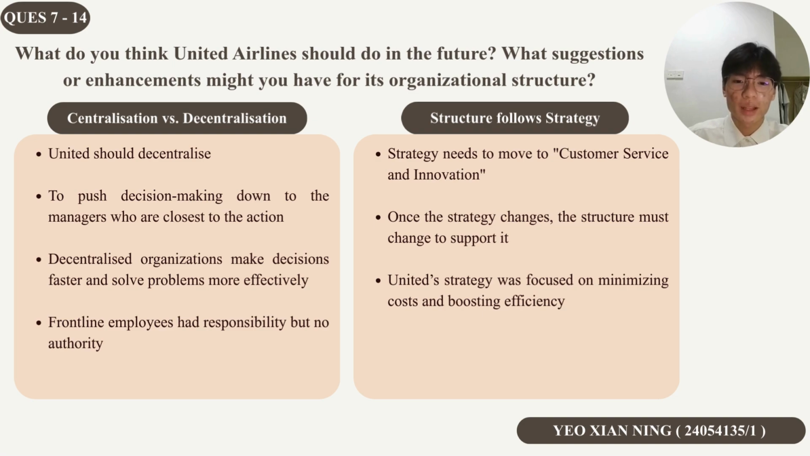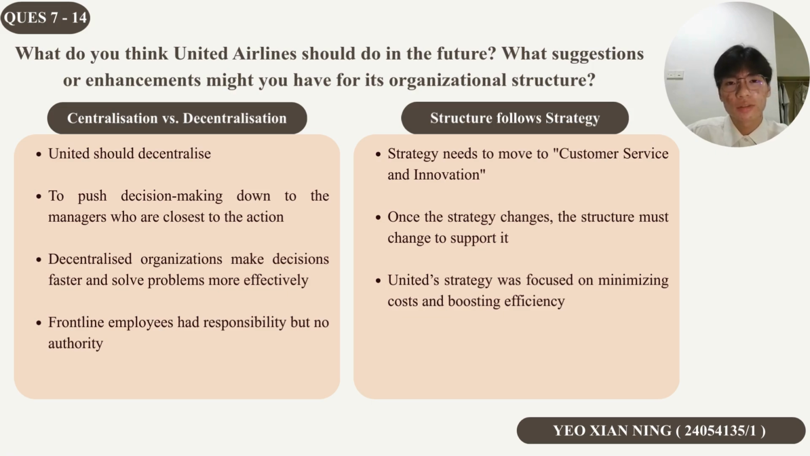If a gate agent had the authority to write a check for 2,000 ringgit on the spot to find a volunteer, the entire Dr. Dao incident would have been avoided, right? The gate agents likely felt that they couldn't offer Dr. Dao more money to give up his seat because that decision had to come from a manager or was kept by a corporate policy. The frontline employees had all these responsibilities, but they had no authority. So this is kind of redundant and useless.